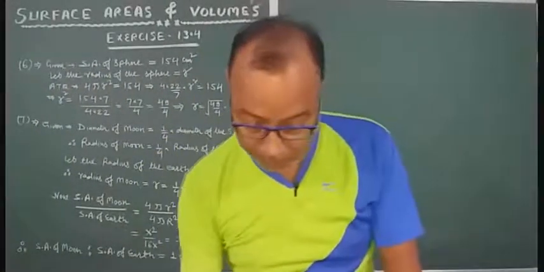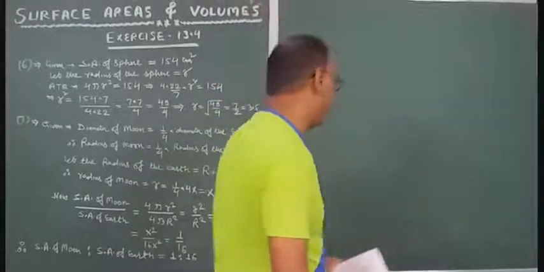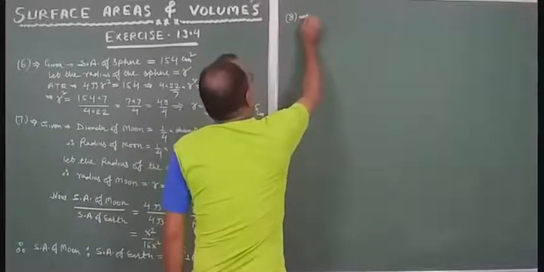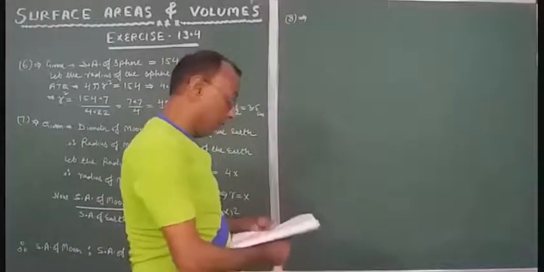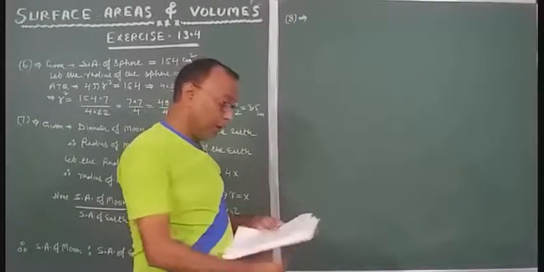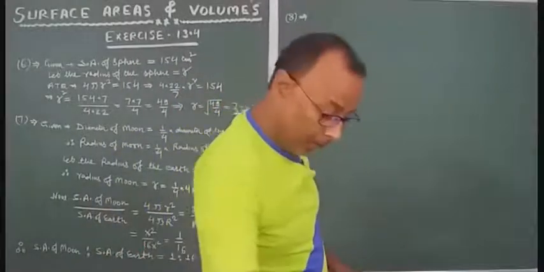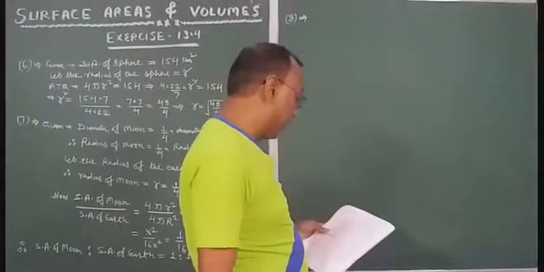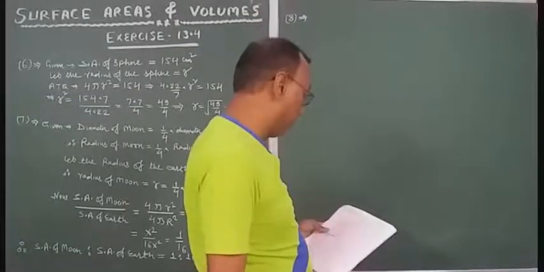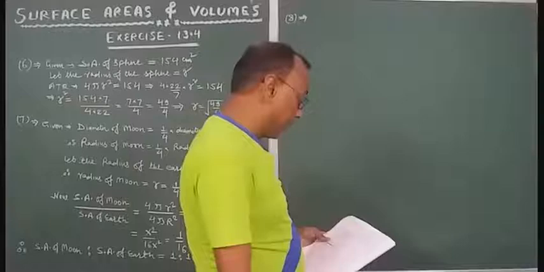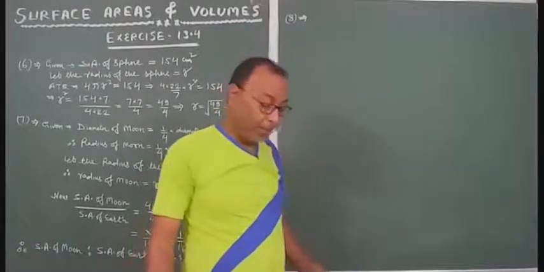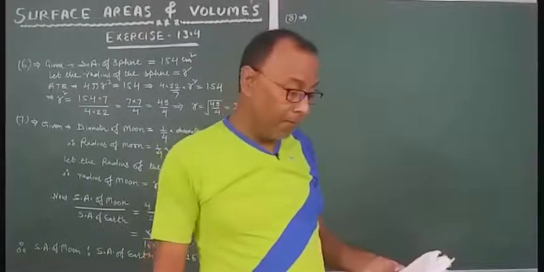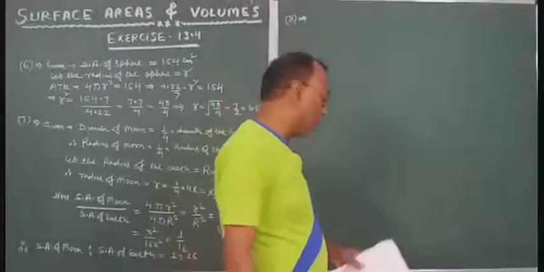Now this is question number 8. A hemispherical ball is made of steel 0.25 centimeter thick. The inner radius of the ball is 5 centimeter. Find the outer CSA of the ball. There is a hemispherical bowl made of steel, its inner radius is given as 5 centimeter and the thickness is given as 0.25 centimeter. You have to find its outer CSA.